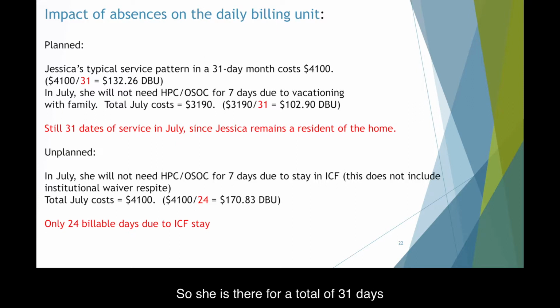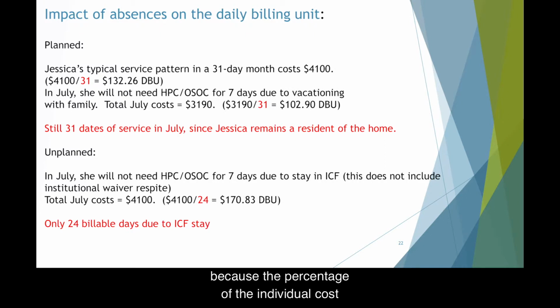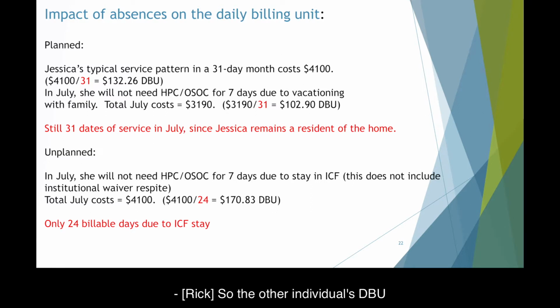So she is there for a total of 31 days because she's still a resident, but her projected costs per services are only $31.90. So a provider will get paid 100% though because the percentage of the individual cost for her other roommate will go up. So what's that mean? That means the provider will be paid at 100% because the other individual is putting in towards the costs. So the other individual's DBU goes up. That's correct. For the 31 days.